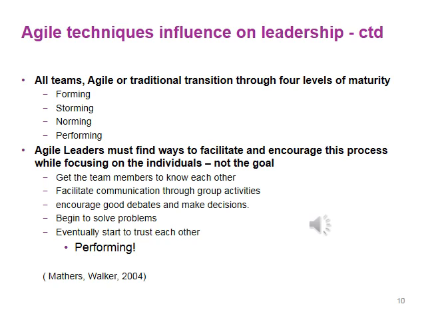All teams, Agile or traditional, transition through four levels of maturity, which include forming, storming, norming, and on to performing. Agile leaders must find ways to facilitate and encourage this process while focusing on the individuals, not the goals. This can be done by getting the team members first to know each other, then facilitating communication through group activities, then encouraging good debates and making decisions, which will lead to beginning to solve problems and eventually starting to trust each other, which at that point will begin the performing stage.